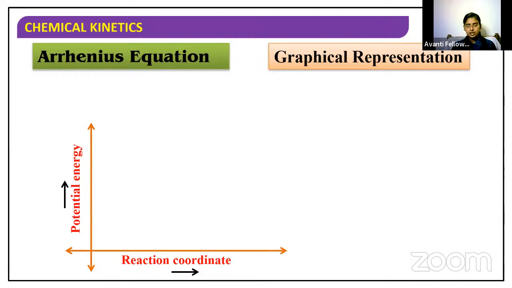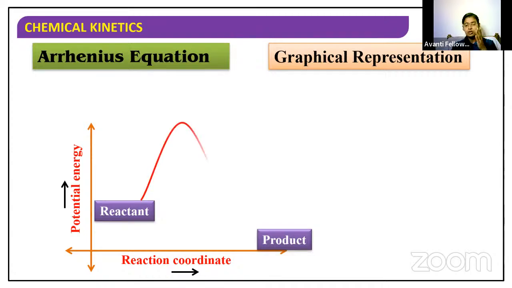Now I'll go with one more graph: potential energy versus reaction coordinate. First of all, I will have a reactant, and the reactant will be converted to a product. It follows this pathway, and it is finally getting converted into a product.